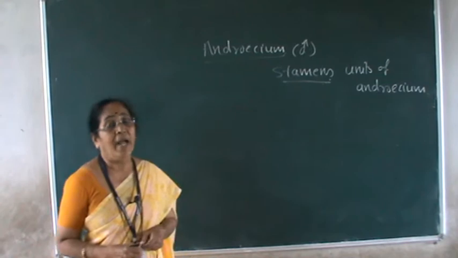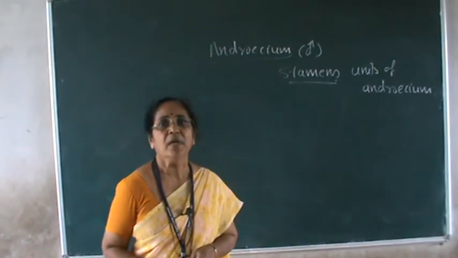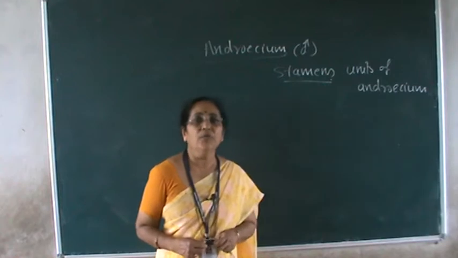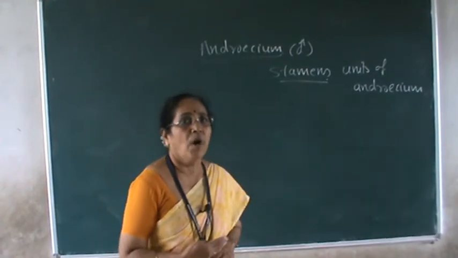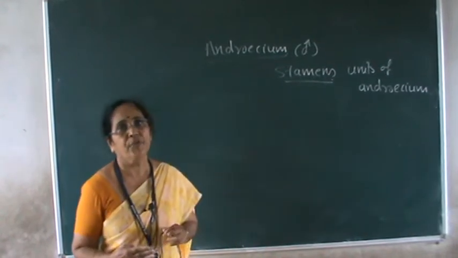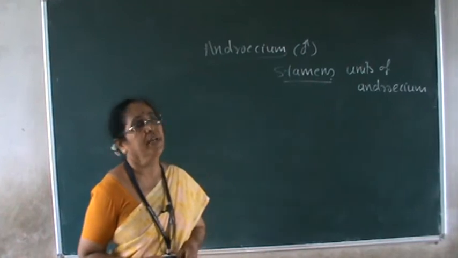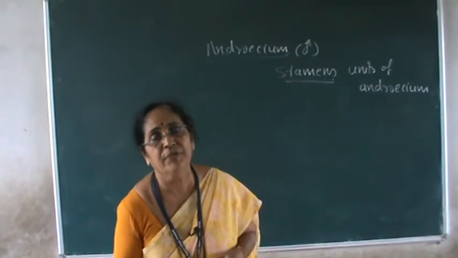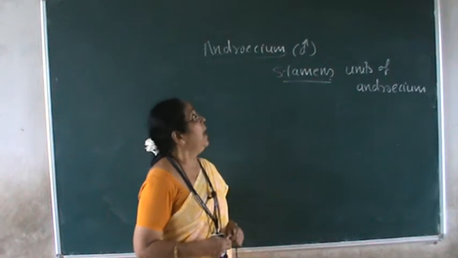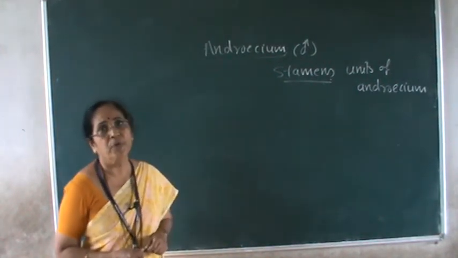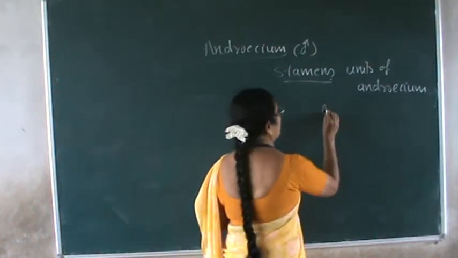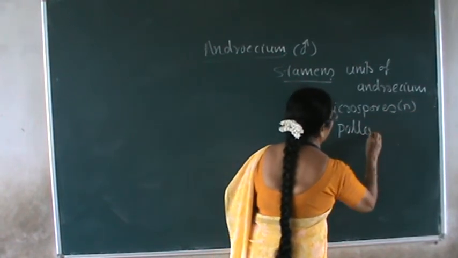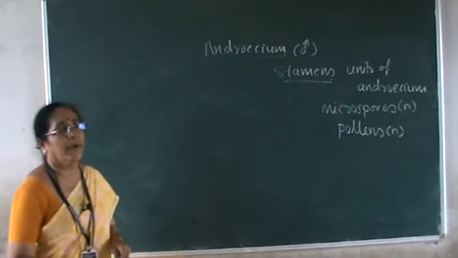I need not explain the stamen and its structure in detail again, because you have already studied what is meant by the stamen, what are the different parts of the stamen, and how the stamen develops, that is the morphogenesis part in the embryology part, third semester of your botany syllabus. You have studied how the stamen develops from anther primordium to mature anther, and you know the different parts of the mature anther. This is the male reproductive structure, and the stamens produce the spores called microspores, or pollens.